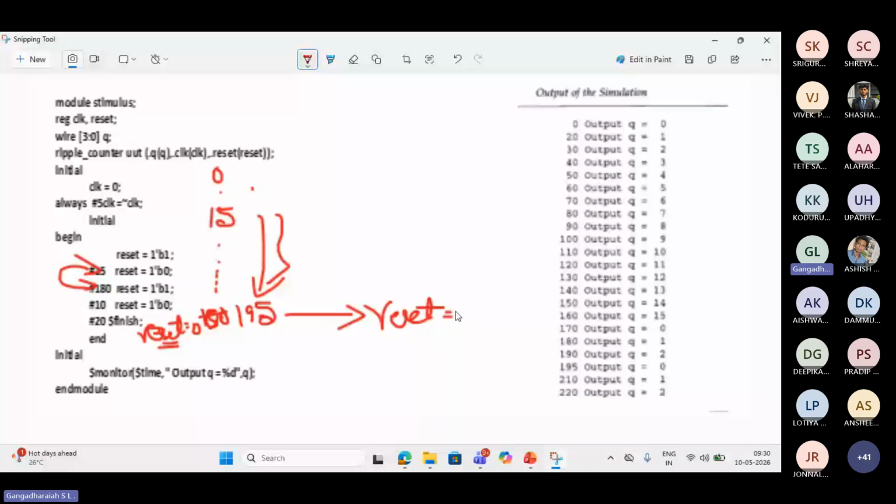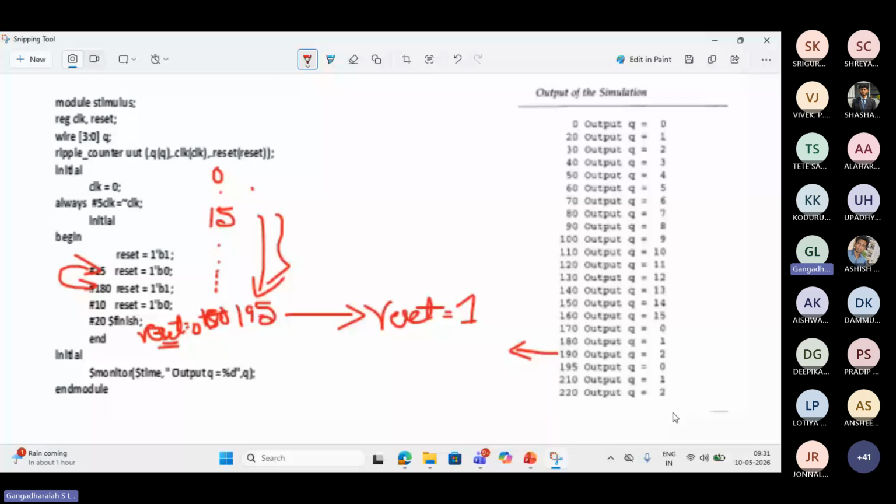See, at 190, what is the value of my reset? It is 0. So if reset is 0, it works as a counter, according to my specification. If reset is 0, it should count.